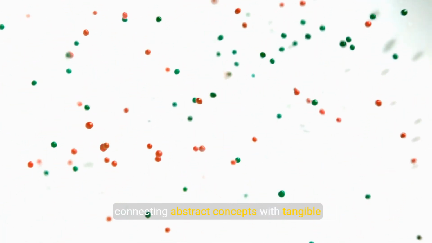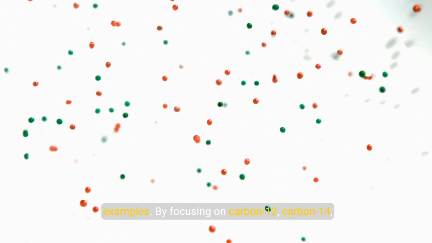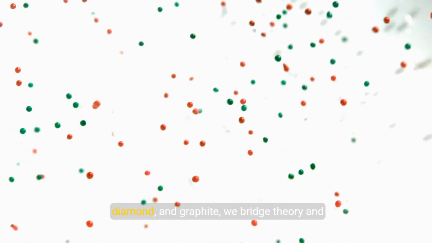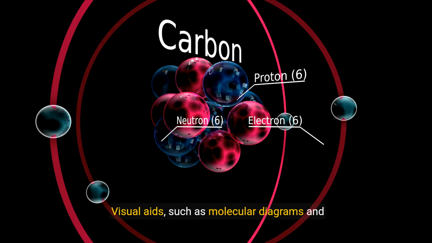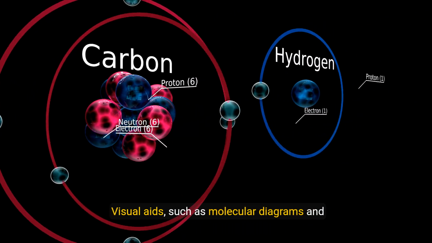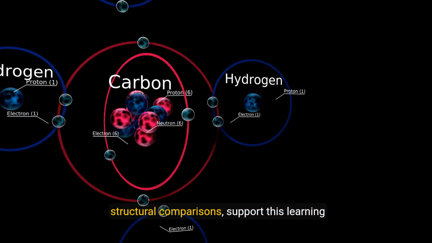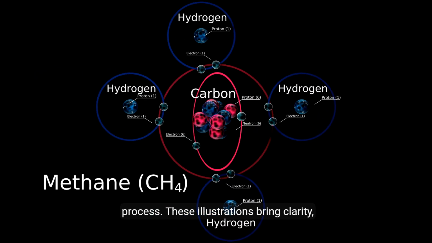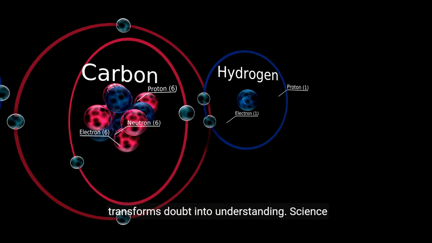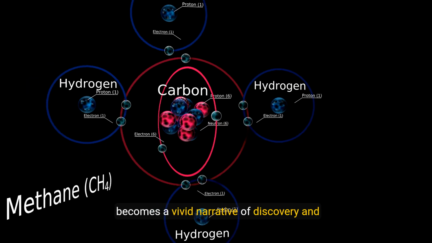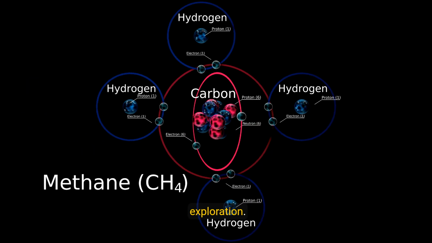Now, reflect on a common classroom challenge, connecting abstract concepts with tangible examples. By focusing on carbon-12, carbon-14, diamond, and graphite, we bridge theory and application. Visual aids, such as molecular diagrams and structural comparisons, support this learning process. These illustrations bring clarity, engaging students with precise imagery that transforms doubt into understanding. Science becomes a vivid narrative of discovery and exploration.